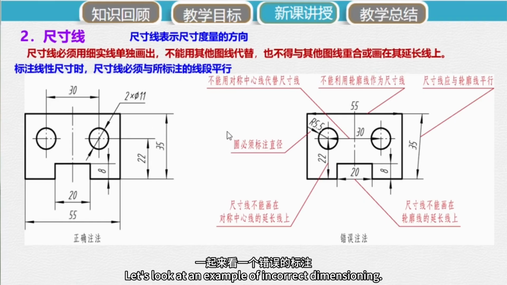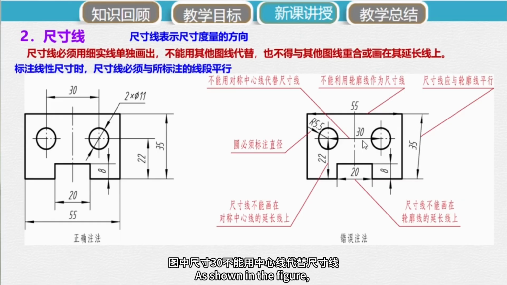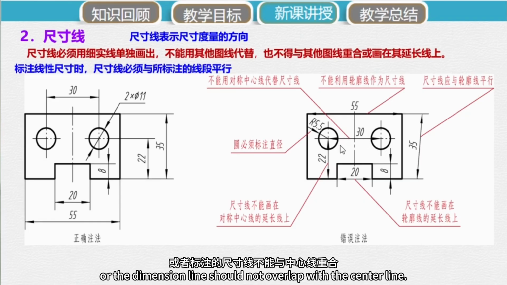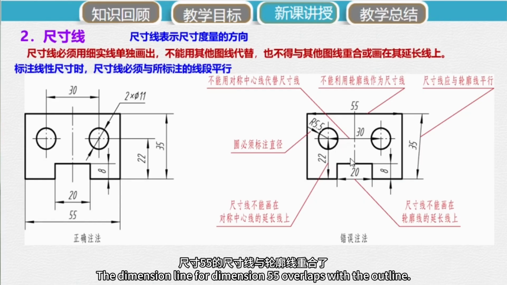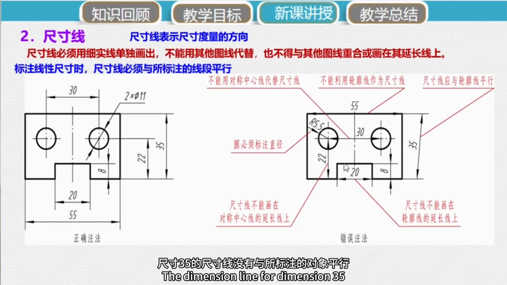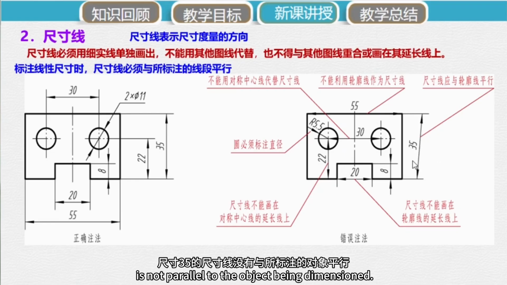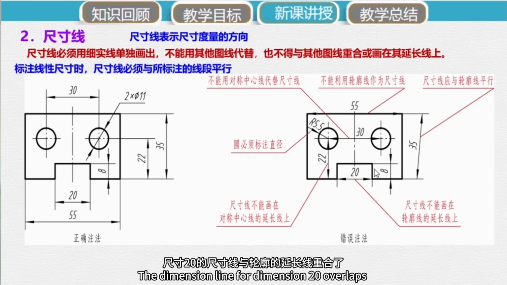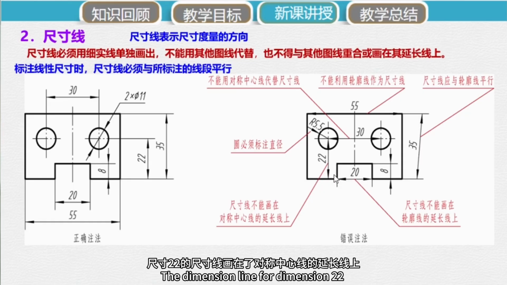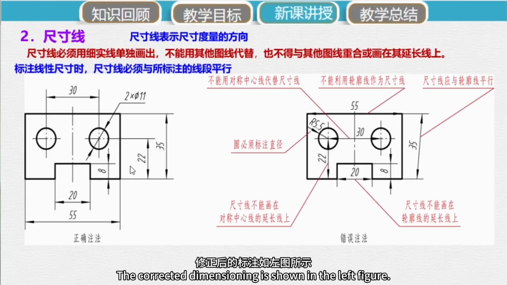Let's look at an example of incorrect dimensioning. As shown in the figure, the center line cannot be used as the dimension line for dimension 30, or the dimension line should not overlap with the center line. The dimension line for dimension 55 overlaps with the outline. The dimension line for dimension 35 is not parallel to the object being dimensioned. The dimension line for dimension 20 overlaps with the extension of the outline. The dimension line for dimension 22 is drawn on the extension of the center line. The corrected dimensioning is shown in the left figure.